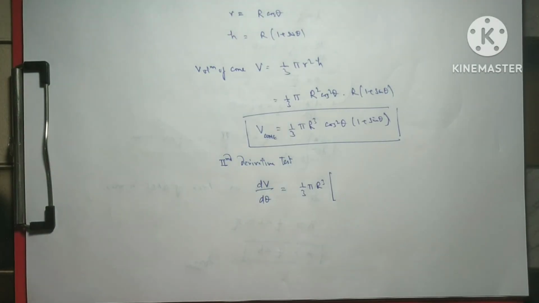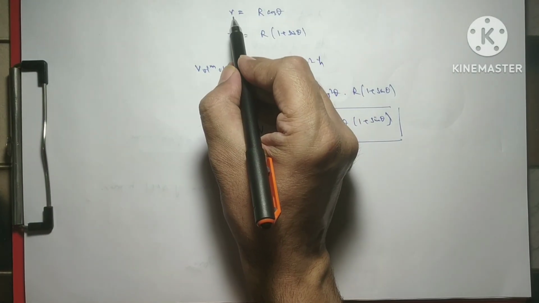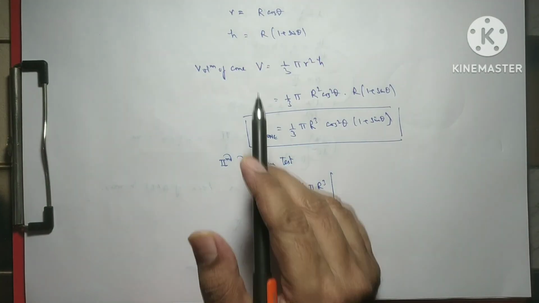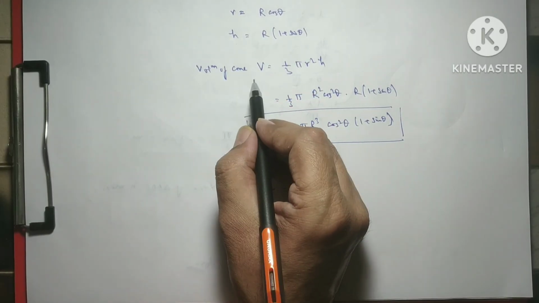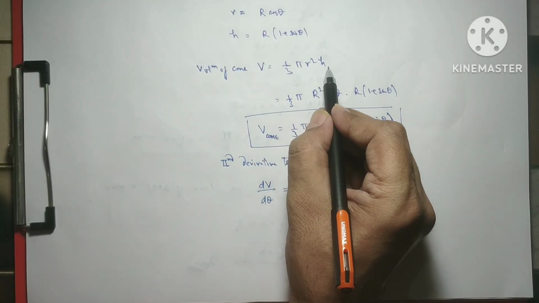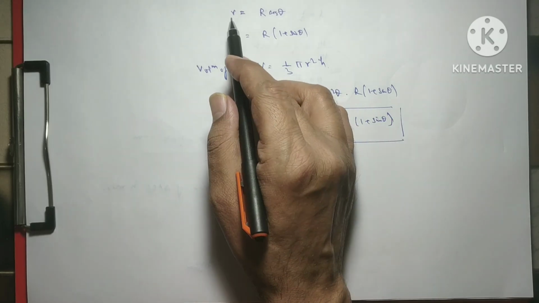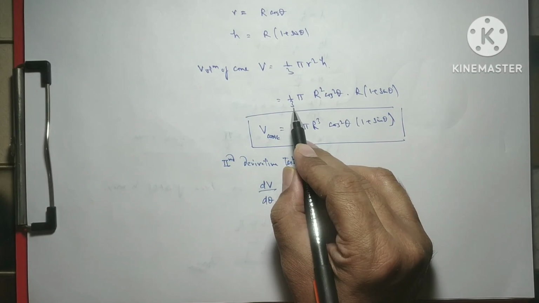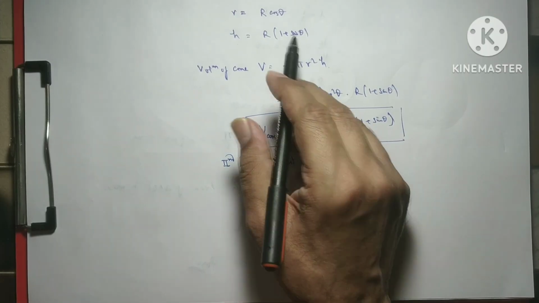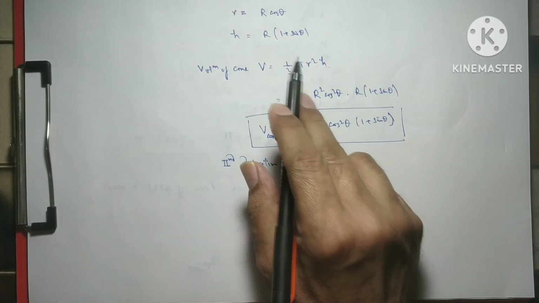So again we have both parameters of the volume of the cone. The first parameter is the radius of the cone, and the second is the height of the cone, and the volume of the cone is 1 over 3 pi r square h. So when we use these values in this expression, it is 1 over 3 pi r square, so R square cos square theta, and this.